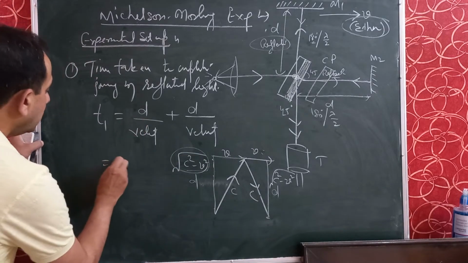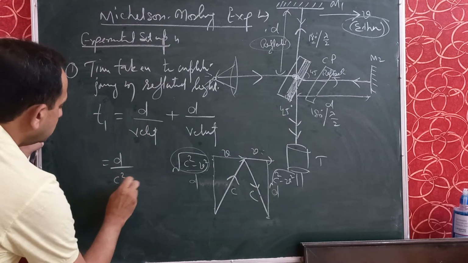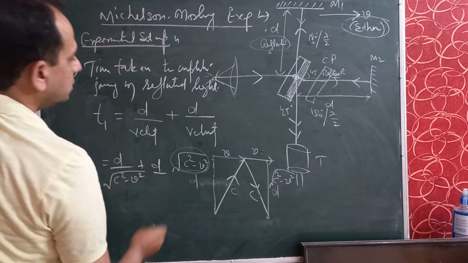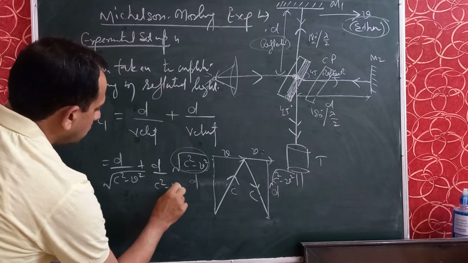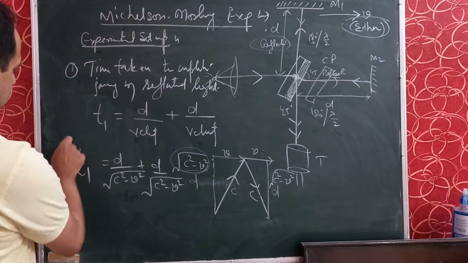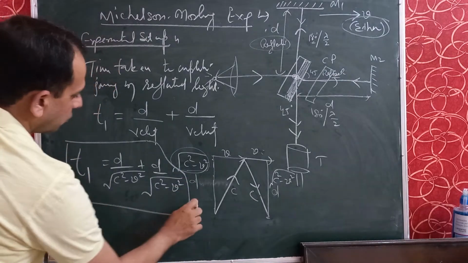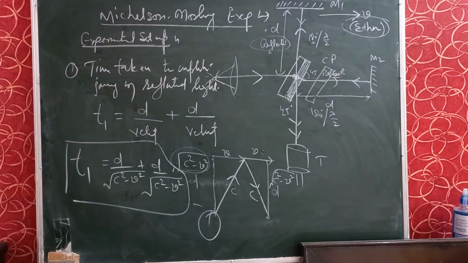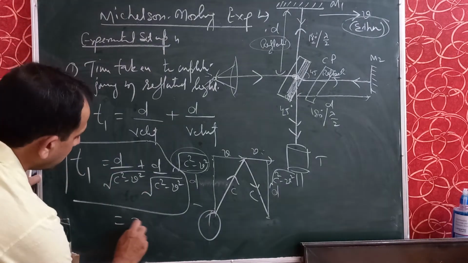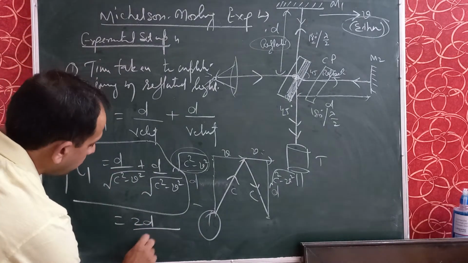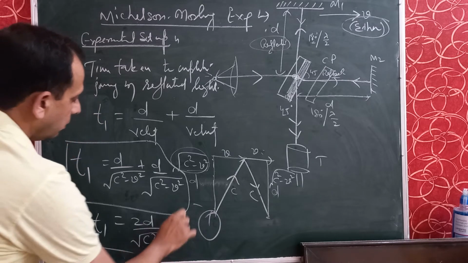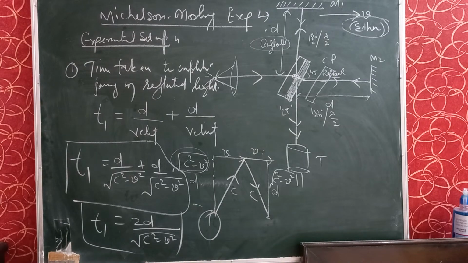So it will become d over the square root of c square minus v square, plus, for descent, d upon the square root of c square minus v square. This is time t1. Is it clear? Equation number 1. So this is the total time. Both terms are the same. You may write it as 2d over the square root of c square minus v square, that is t1. Okay.